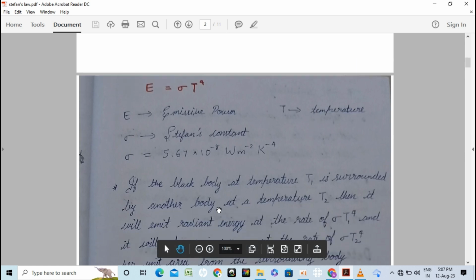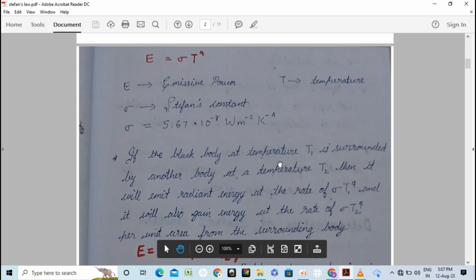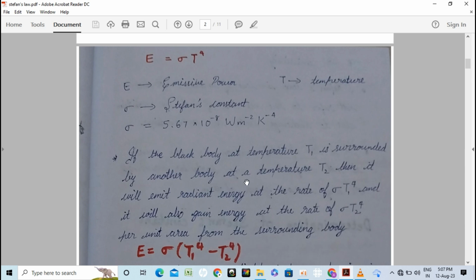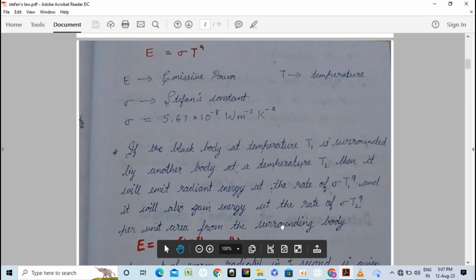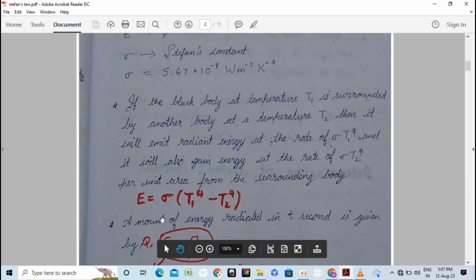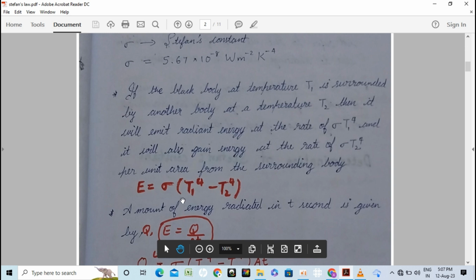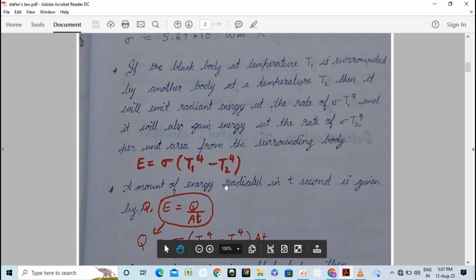Now consider a black body. If the black body is at temperature T1 and it is surrounded by another body at temperature T2, then it will emit radiant energy at the rate of sigma T1 raised to 4, and it will also gain energy at the rate of sigma T2 raised to 4 per unit area from the surrounding body. So the net emissive power of the black body is E is equal to sigma into T1 raised to 4 minus T2 raised to 4.